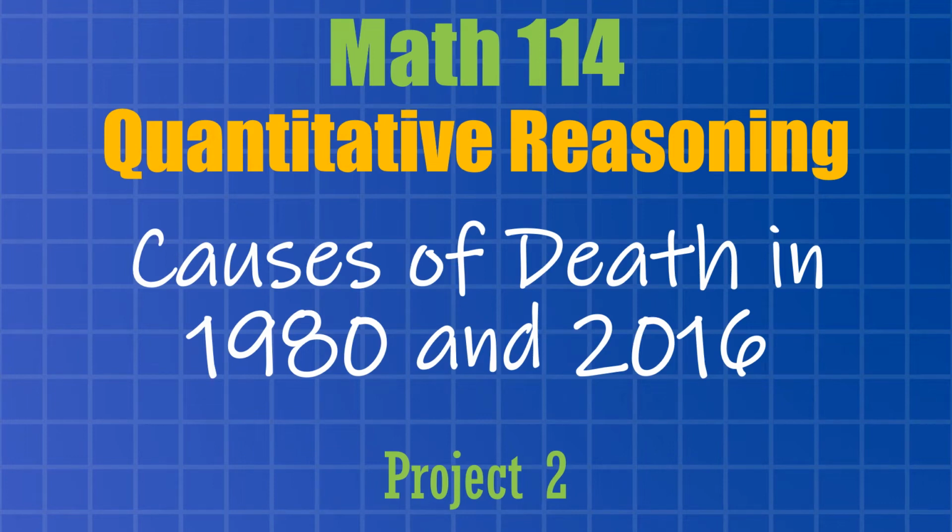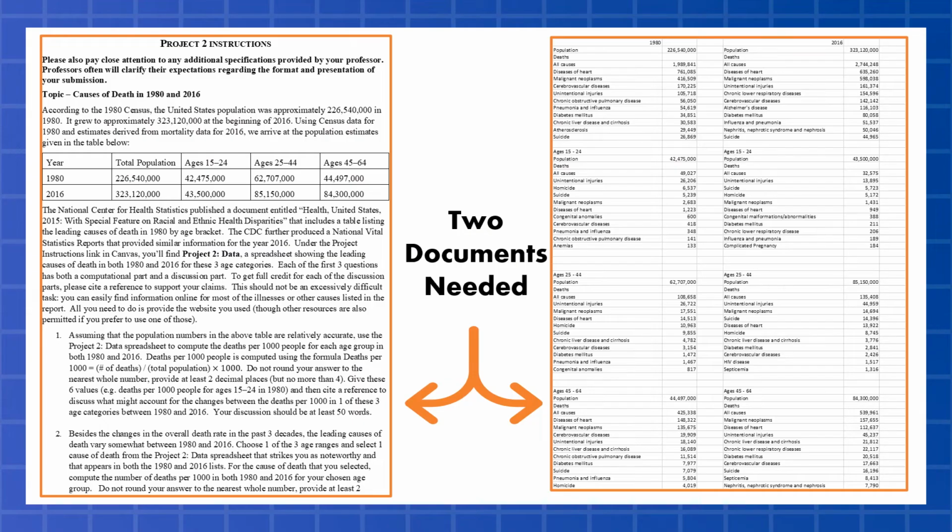Project 2 for Math 114 residentially is on causes of death in 1980 and 2016. There are two documents that you're going to need. The first one is the instructions Word document, and the other document is actually the Excel file, and you can find both of those in the course. When you look at those two documents, the first one is what we're going to be going through today together.